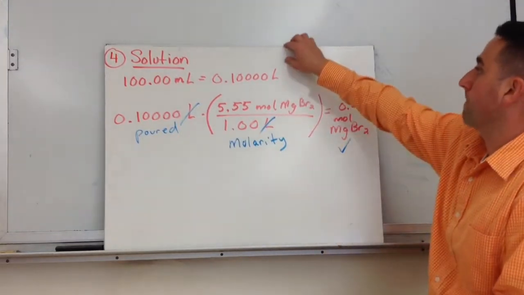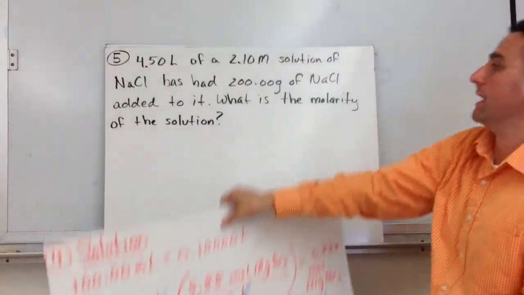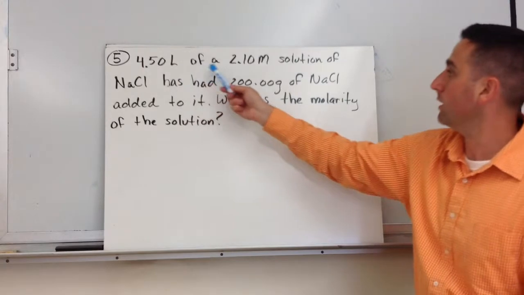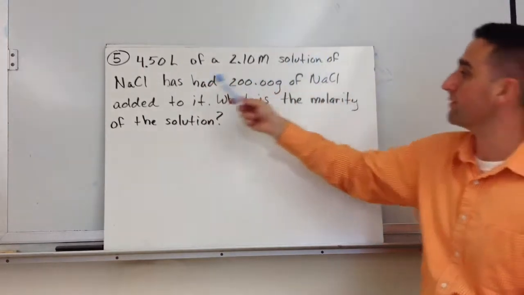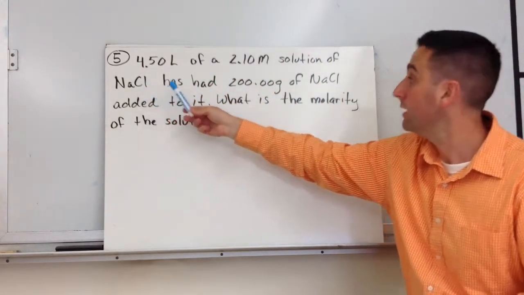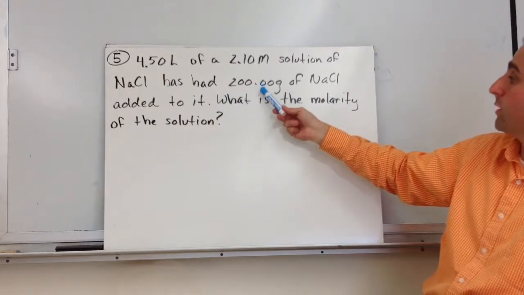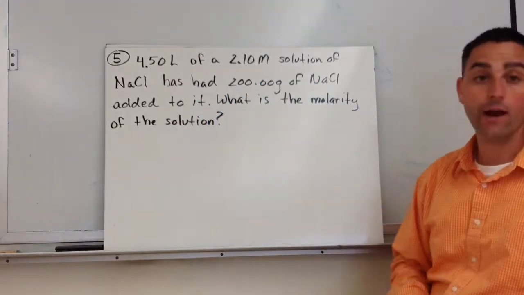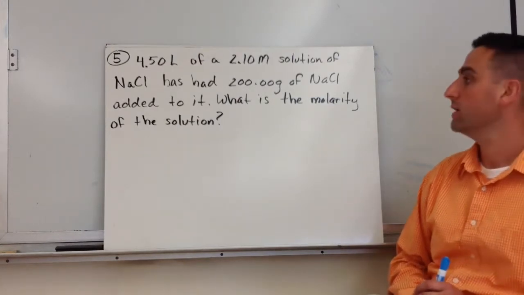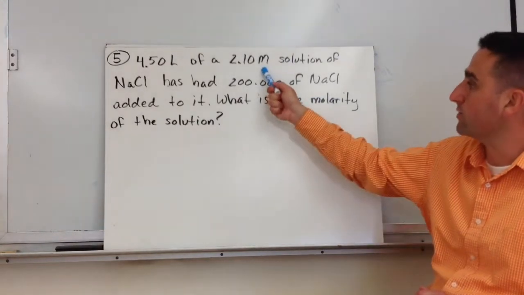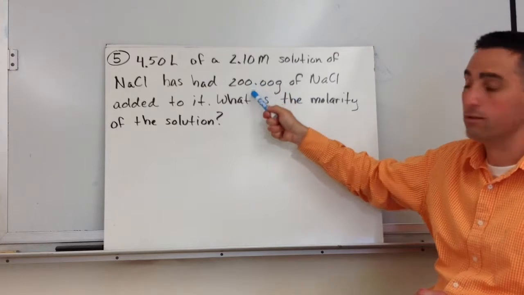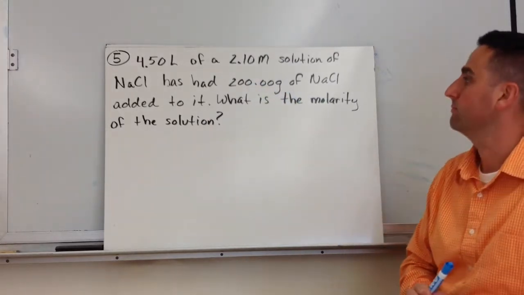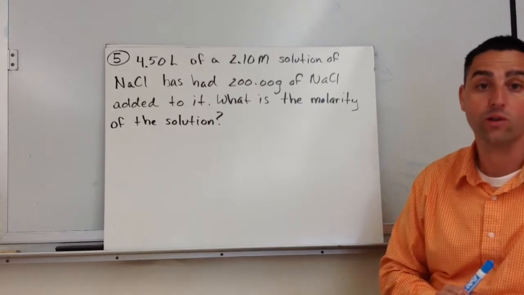All right, our last two slides, our last problem here. 4.50 liters of a 2.10 molar solution of sodium chloride, table salt, has had 200 grams of sodium chloride added to it. What is the molarity of the solution? So we have a solution, we know the concentration, but yet we've added moles of solute, grams of solute. What's the new molarity?